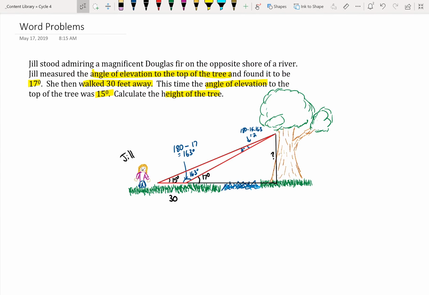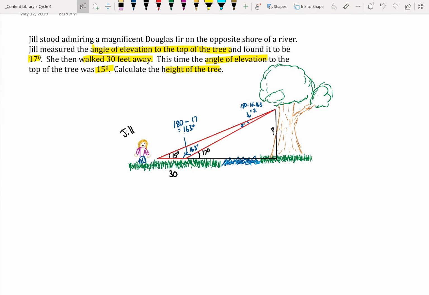Now I have to start using my trig. What I should be able to see, and it might take some practice or just getting used to these questions, is that I've already outlined one triangle in red, and I can also see another triangle in black, and they share a common side. So this common side, let's just call that x.